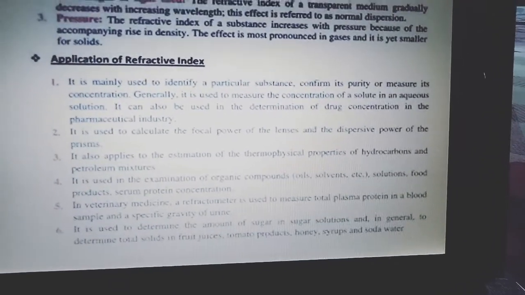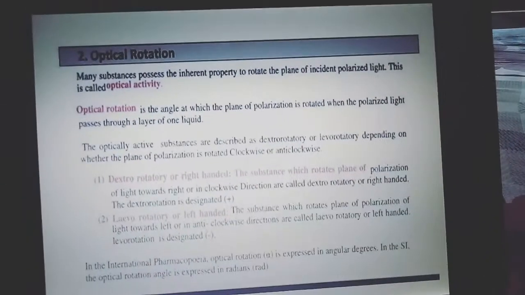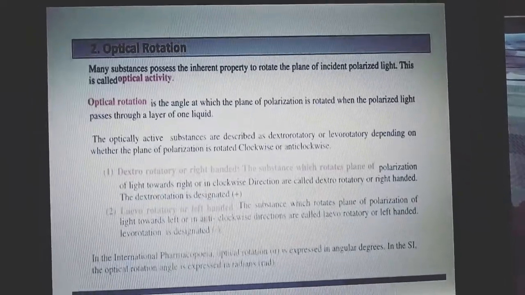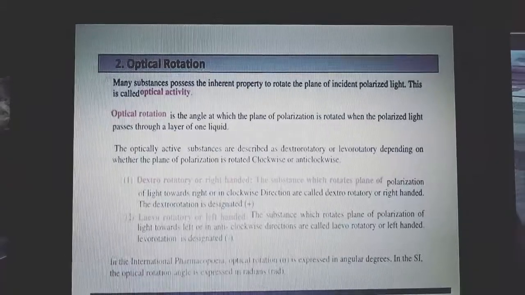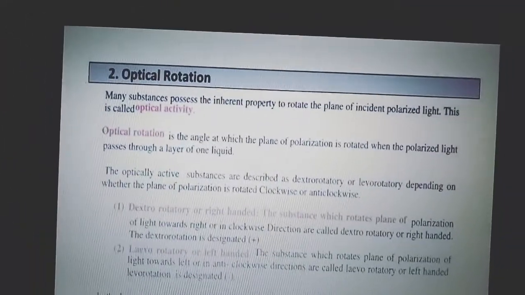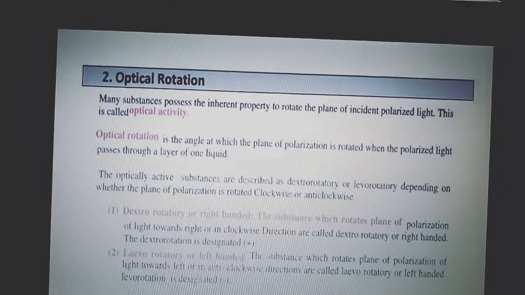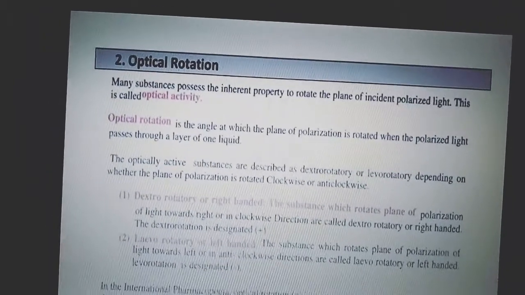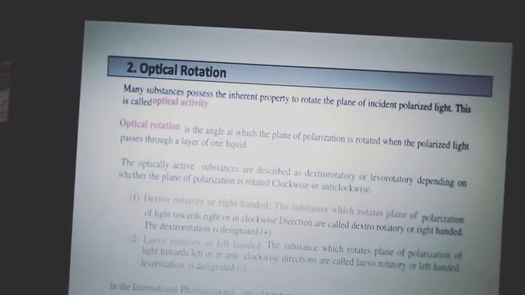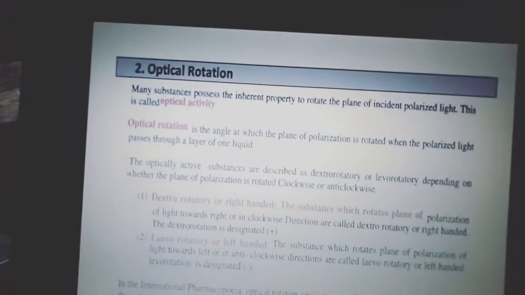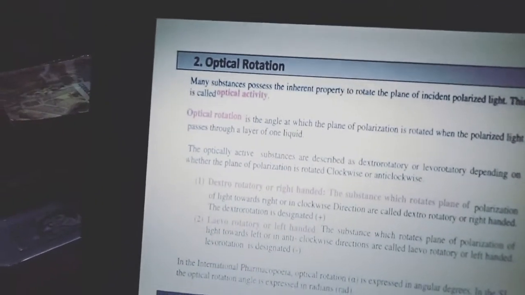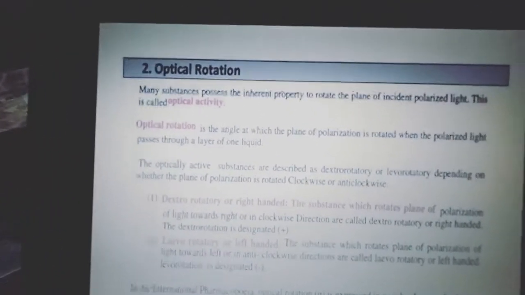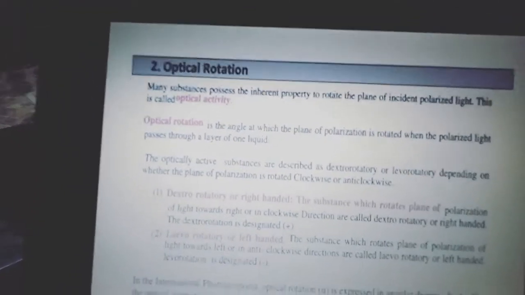Okay, you can see. Now the next physiochemical property is optical rotation. Students, these physiochemical properties you have already studied in the lower classes. I am just revising all these properties. Now optical rotation. What is optical rotation? Optical activity you have heard, right? Rotation of plane of polarized light. Many substances possess the inherent property to rotate the plane of polarized light. This activity is called optical activity.